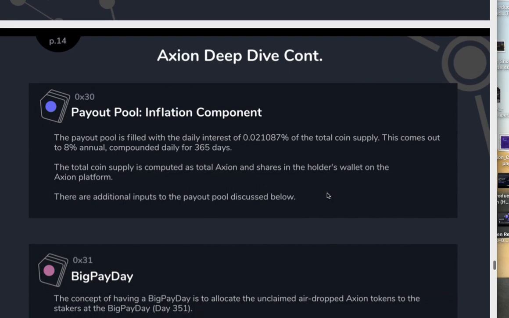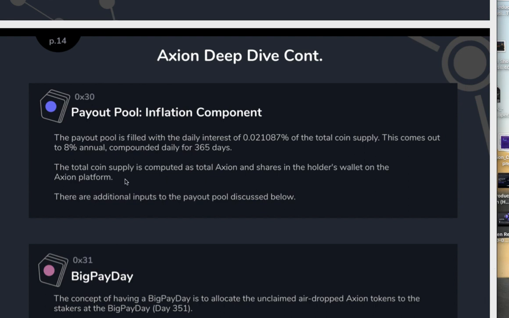Axion deep dive. So, the payout pool, the inflation component. The payout pool is filled with a daily interest of 0.021087% of the total coin supply. This comes out to 8% annual, compounded daily for 365.